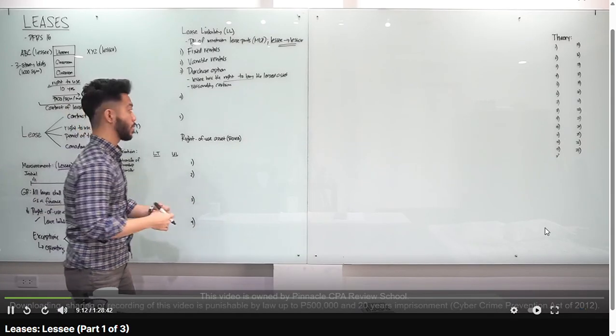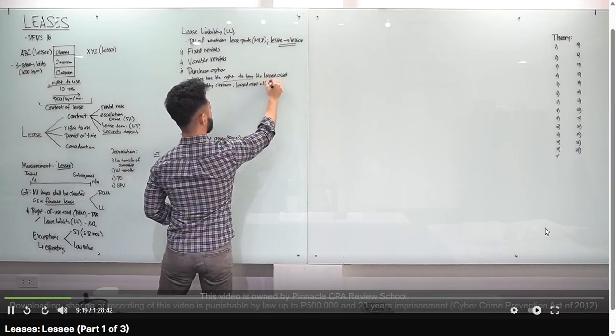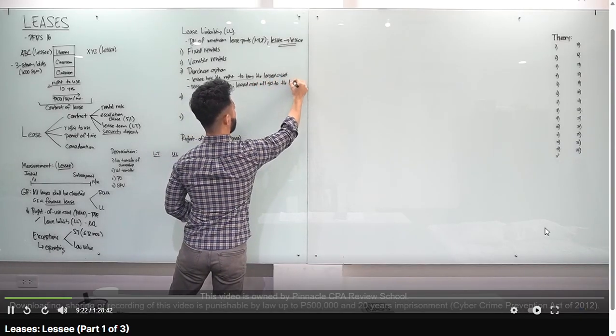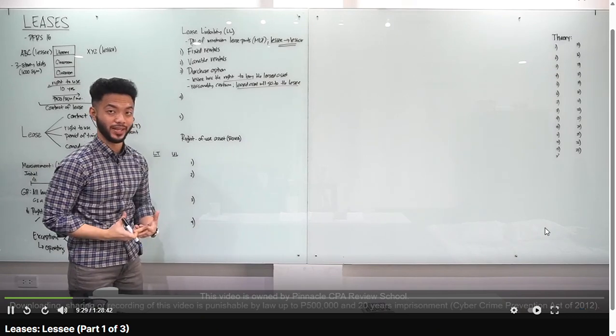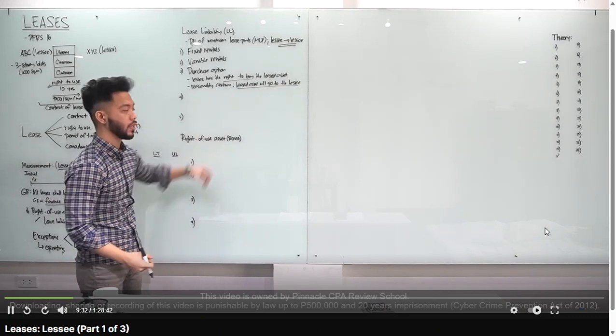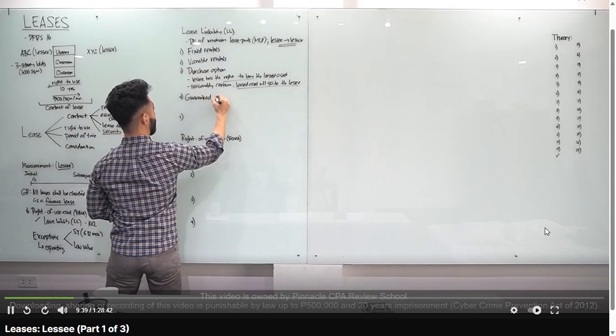Alright? And take note class, kapag may purchase option, the leased asset will go to the lessee. Tama lang? The leased asset will go to the lessee. Siyempre, kapag in-exercise ni lessee, binili niya yung building, sa kanya na yung building. Kaya, the leased asset will go to the lessee. Got it? Now, fourth item under minimum lease payments is the guaranteed residual value.